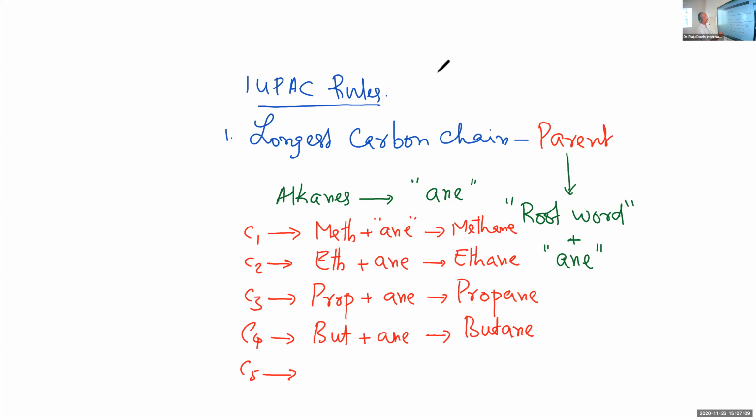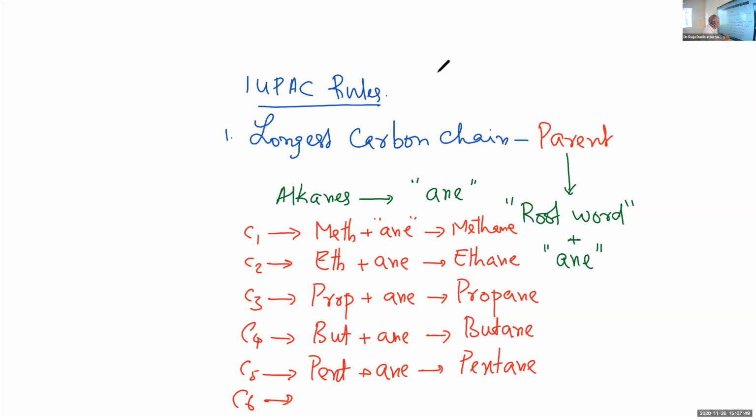So the root word is pent, corresponding to penta, meaning five. So it is related to the number of carbon atoms, five. To that you can add A and E. So the compound is pentane, C5 pentane.